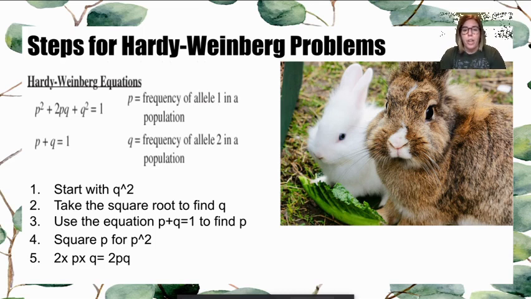Then to figure out my q value, or the frequency of that allele, that would be taking the square root of that q squared value. Remember, square root gets rid of a squared, and now I have my q value, or the frequency of that specific allele. Now you can use that second equation, p plus q equals 1, to figure out your p value, right? You have your q value, so you just need to do 1 minus q to give you p. To get p squared, or your number of homozygous dominant individuals, you would just square your p value. And then lastly, to figure out your heterozygotes, you would just do 2 times your p value times your q value, or 2pq.